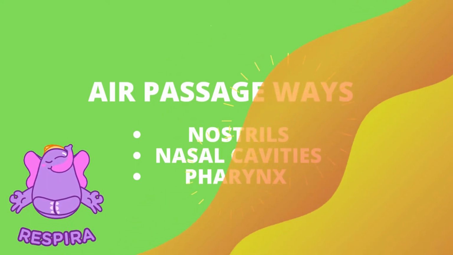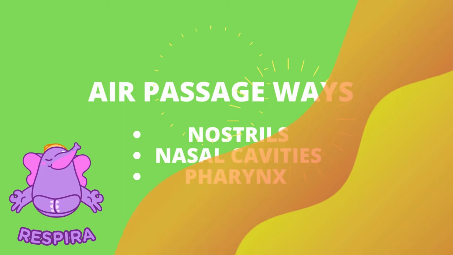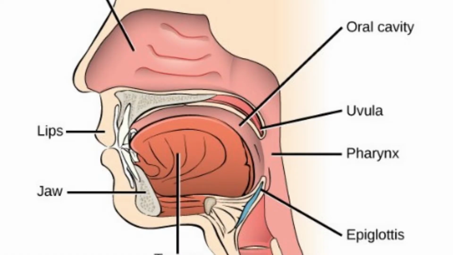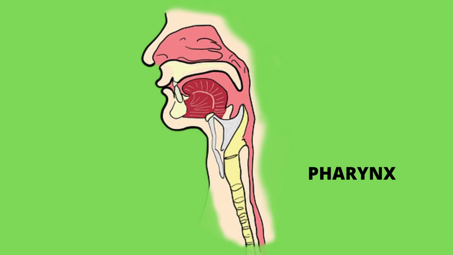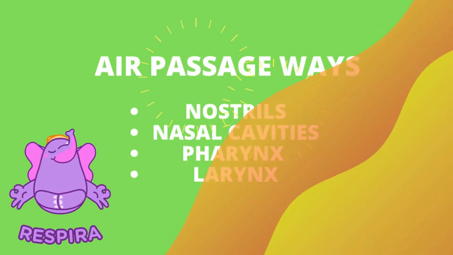We have discussed nostrils and nasal cavities. Now the next part of the air passageway is the pharynx. Here you can see the pharynx. This is the pharynx, a tube-like structure that arises from the nasal cavity. The nasal cavity leads into the throat or pharynx by two internal openings. The pharynx is a muscular passage lined with mucous membrane.